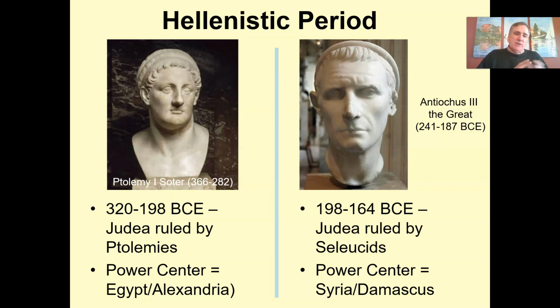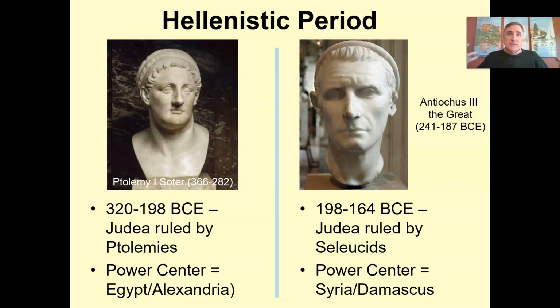And then on the other side, we have the Seleucid king who comes to power, Antiochus III, also called Antiochus the Great. And he comes to power, as you can see from the dates there, a century and a half after the founding of the Greek Empire. And he goes to battle with the Ptolemaic kingdom and gains control of the area of Judea. And he really controls that area.